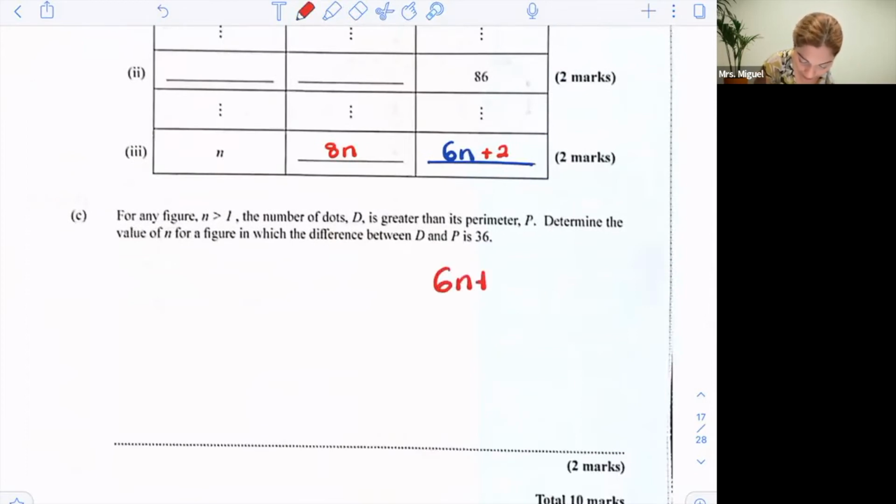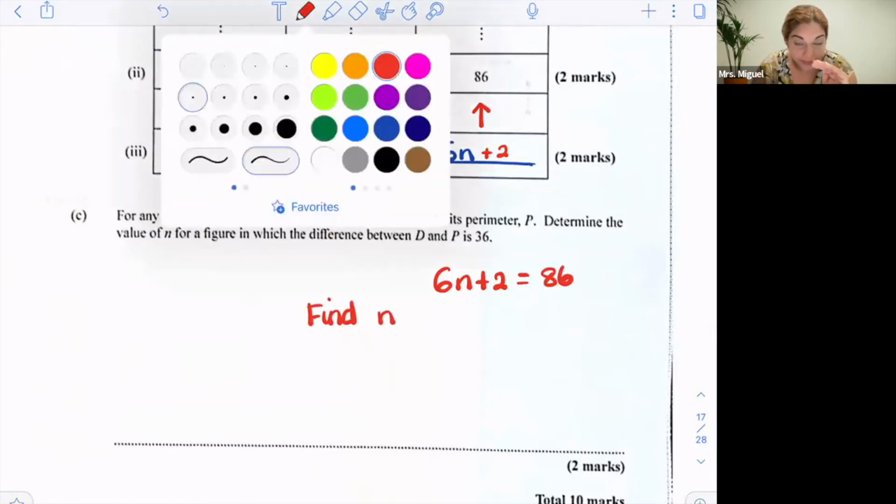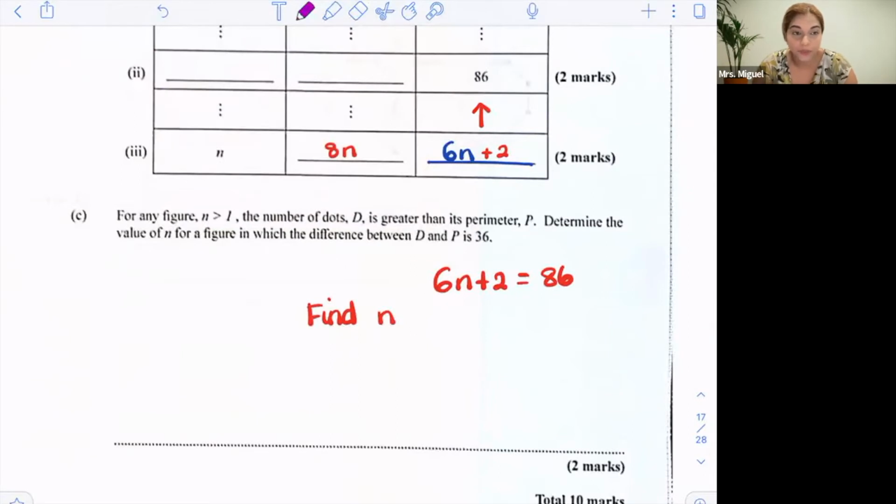6n plus 2 is equal to 86. Find n. So let's be particular and look at what's going on. In order for me to get to n, I must get rid of 2.